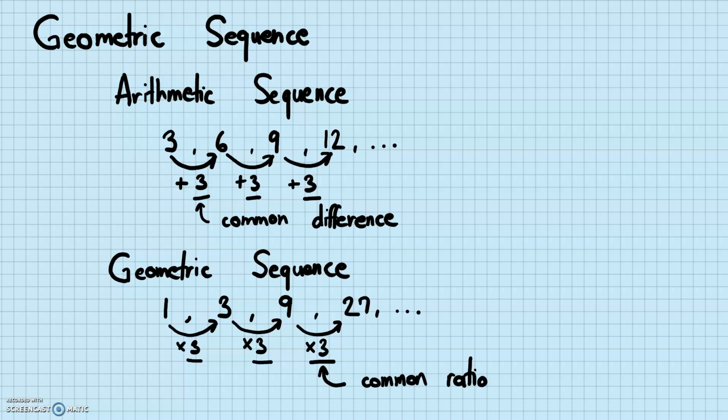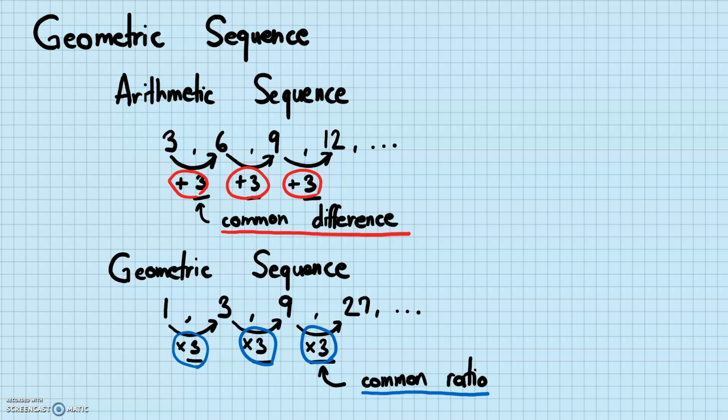Okay, so you can see some parallel relationships between an arithmetic sequence and a geometric sequence. In an arithmetic sequence, you're adding the same number each time, and the number that you add is called the common difference. For a geometric sequence, you're multiplying by the same number each time, and the number that you're multiplying is called the common ratio.